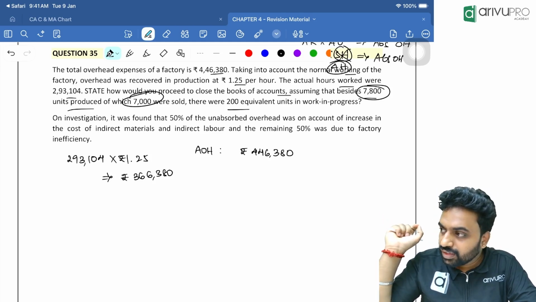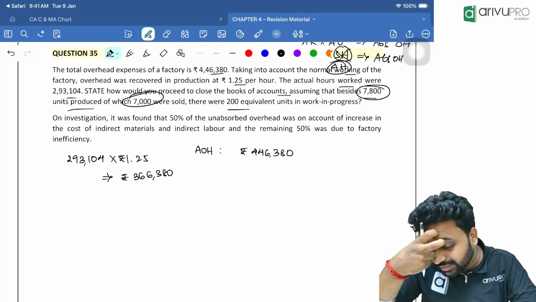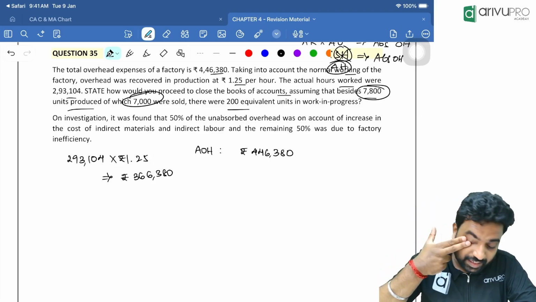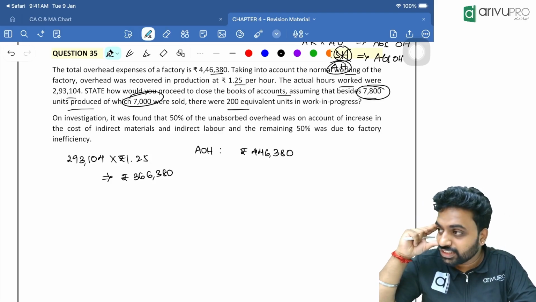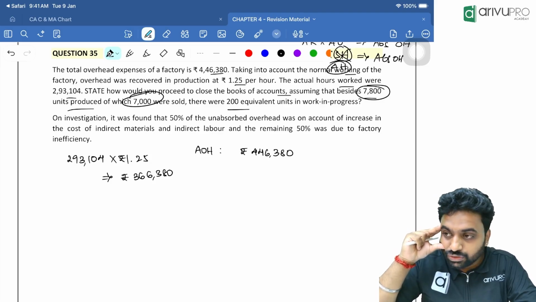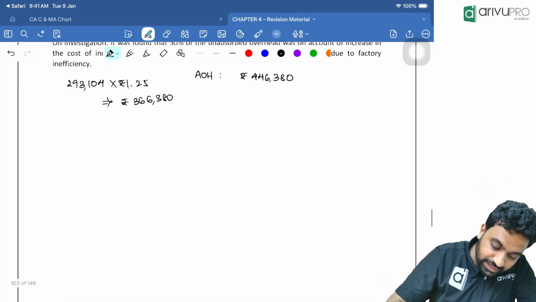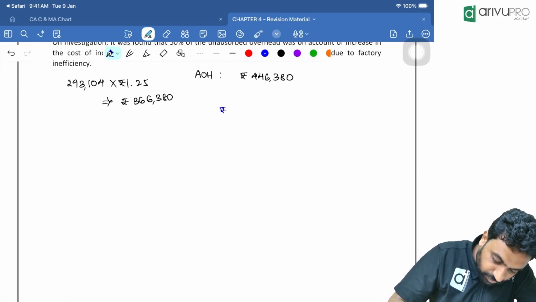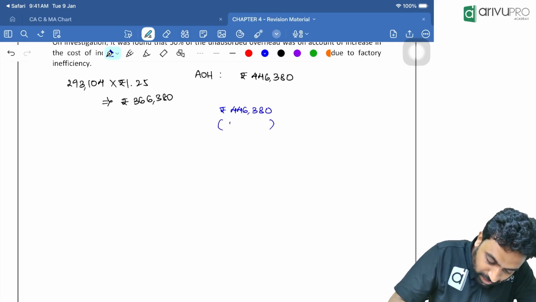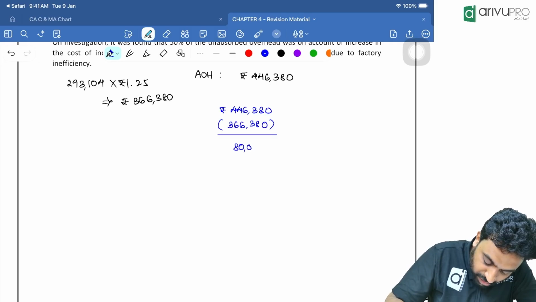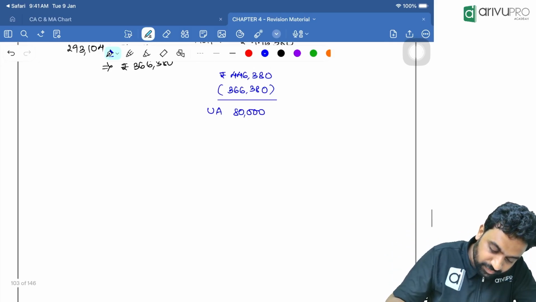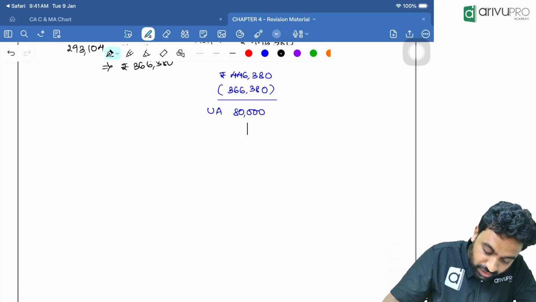Is that clear? On the investigation, it was found that 50% was due to increase in the cost of indirect material and indirect labor, moral of the story, normal in nature. Whereas the remaining 50% was due to factory inefficiency, we should charge it to costing P&L. So listen, actual overhead is how much? 4,46,380. Absorbed is how much? That means under absorption or over absorption? You absorbed less than what you incurred.